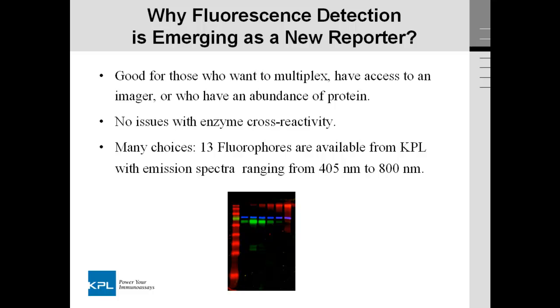We also offer products for fluorescence detection. It is good for those who want to multiplex, have access to an imager, or who have an abundance of protein. There are no issues with enzyme cross-reactivity. KPL offers many choices for detection, with 13 fluorophores available, with emission spectra ranging from 405 nanometers to 800 nanometers.